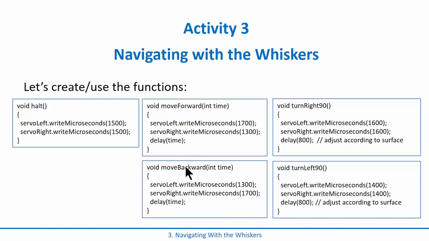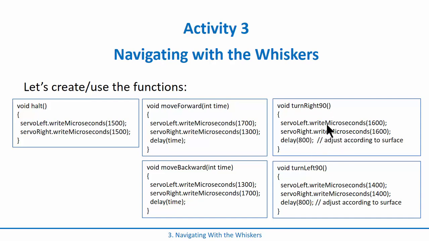Exact same situation when I do moveBackwards, except that I'm just going to reverse the motors, so it's 1300 on the left, 1700 on the right, and then I'll delay again. This is going to save me a little bit of effort when I'm programming. And then let's do a turnRight90 and a turnLeft90. The 90 refers to degrees. So we're just going to spin, and the delay is embedded within here.